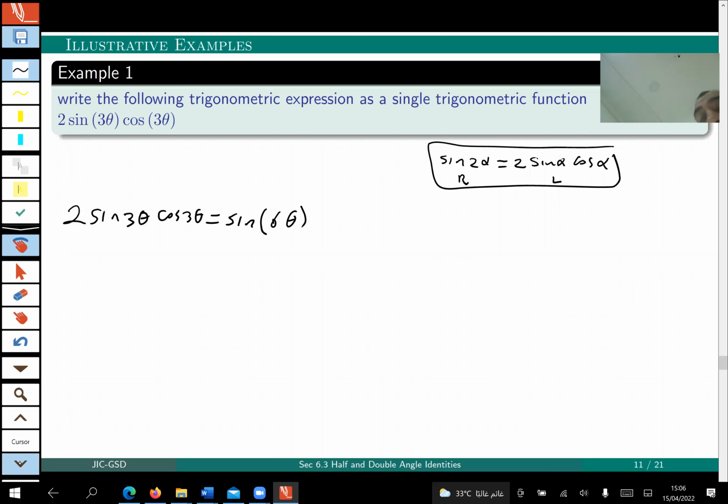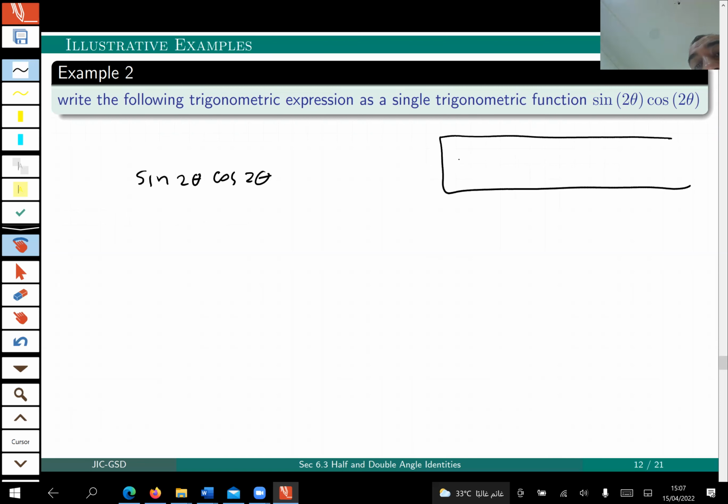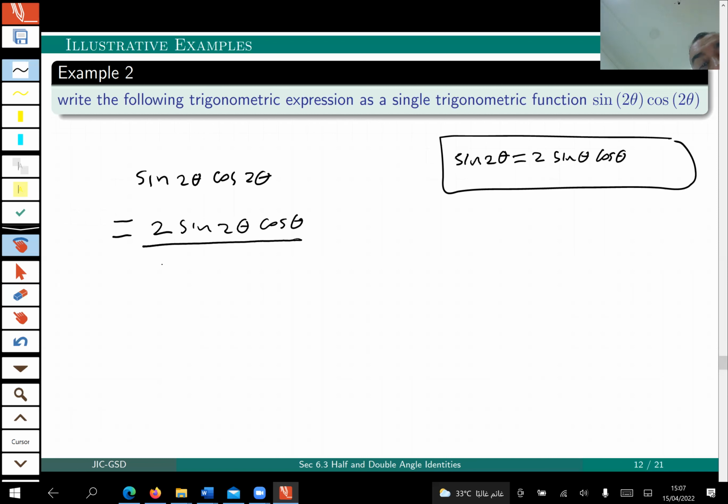Now, the second question: I have sine 2 theta times cosine 2 theta. I cannot directly apply the rule, which says 2 times sine 2 theta cosine 2 theta is equal to 2 times sine theta times cosine theta. Here I don't have the 2, so I need to multiply by 2. But if you multiply by 2, to keep it equal, you must also divide by 2.